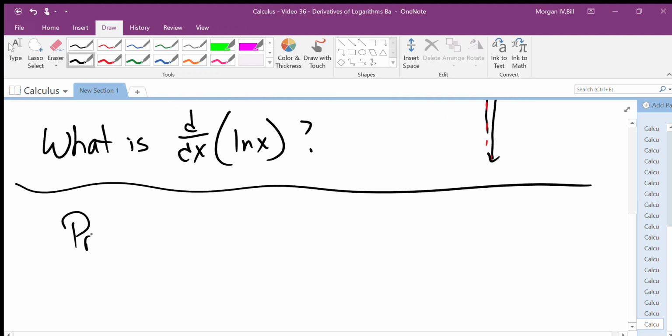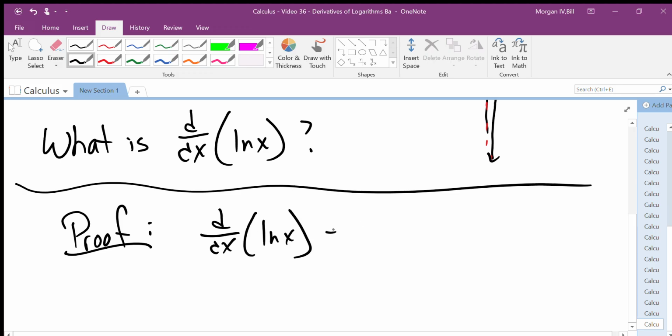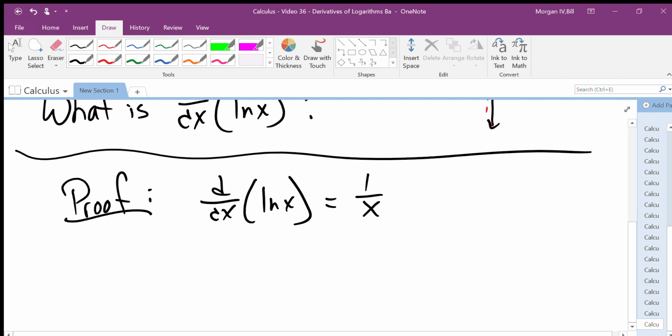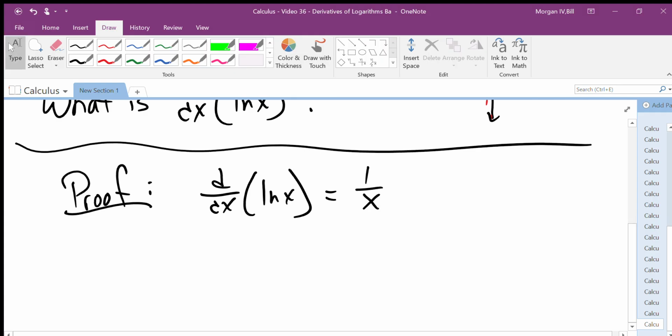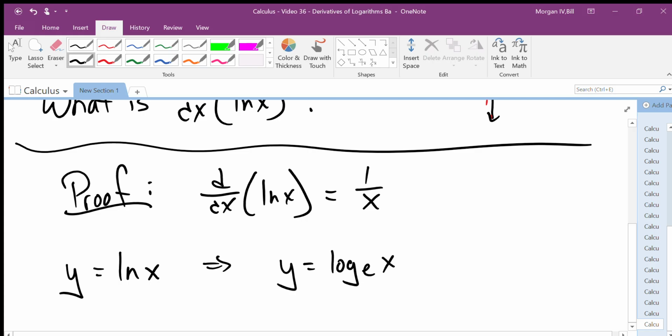So proof to see that the derivative of the natural log of x is 1 over x. Okay? Seems like a good, nice, solid answer here. To get there, let's start with this. Let's let y equals the natural log of x. But we know that means that y equals log base e of x. Right? That natural log of x, log base e of x, same thing.